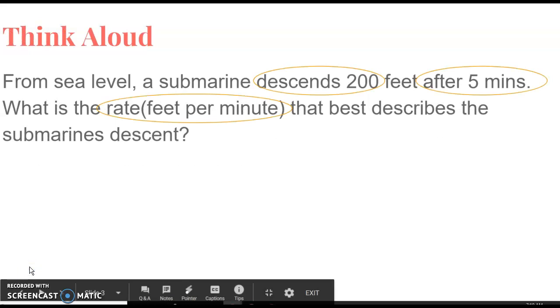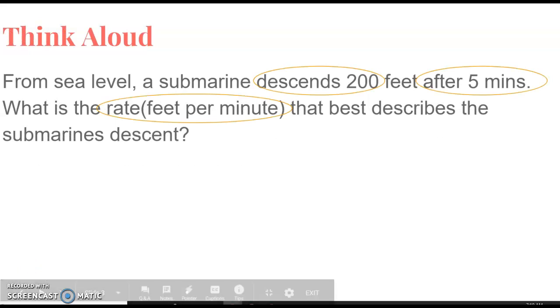So let's think aloud. From sea level, a submarine descends 200 feet, which means descends is a negative word. That means it's going down. After 5 minutes, this happens. So we know that it descends a total of 200 feet. So we have a total after 5 minutes of negative 200. What is the rate, which is the feet per minute, that best describes the submarine's descent?